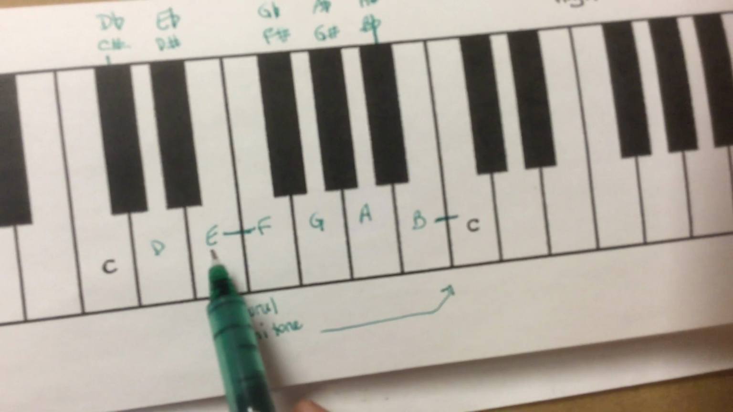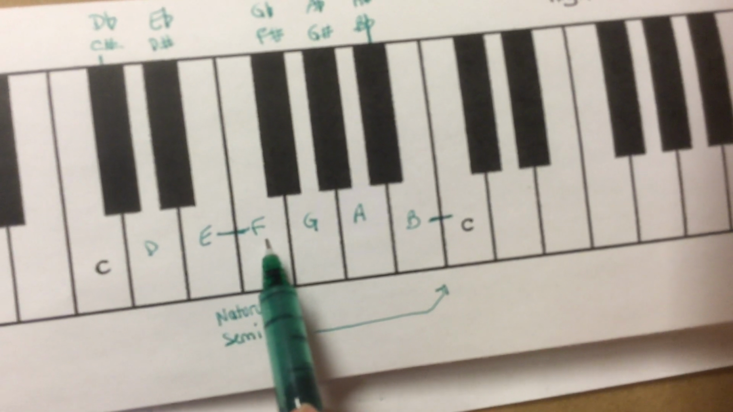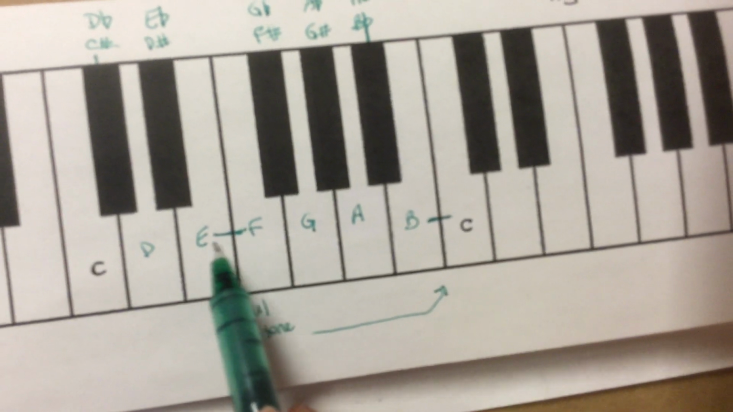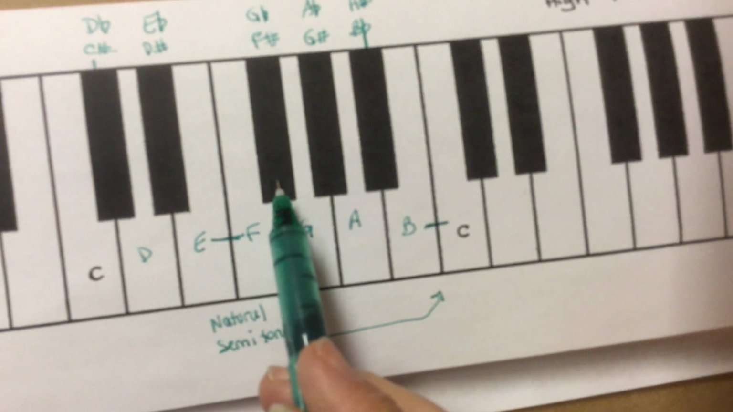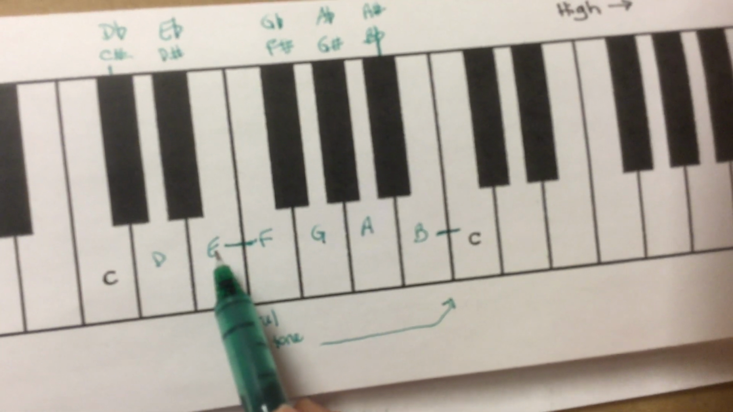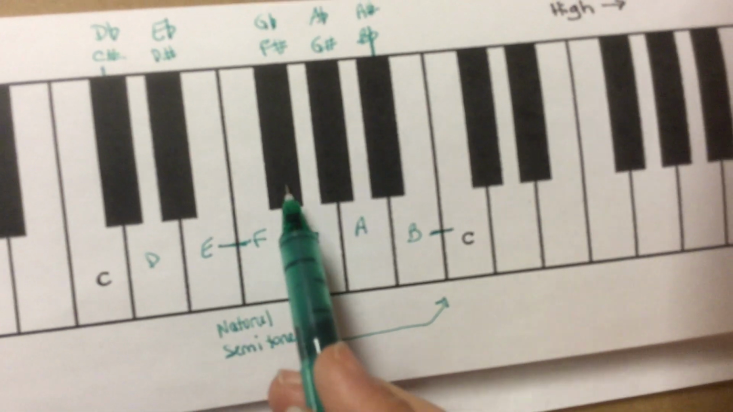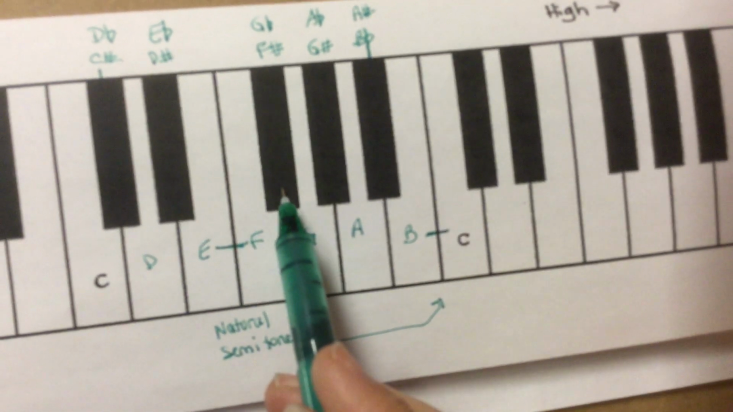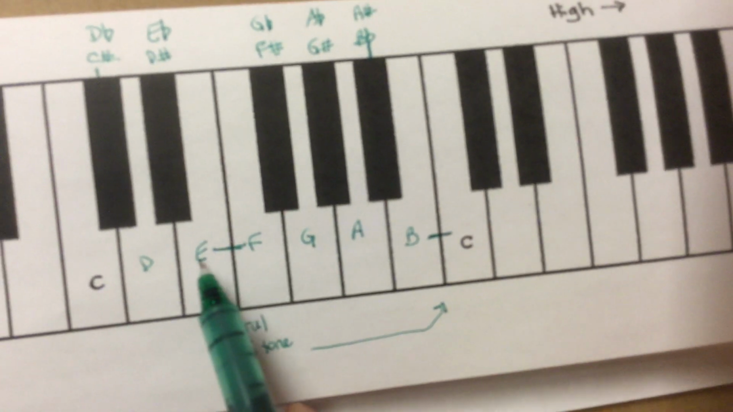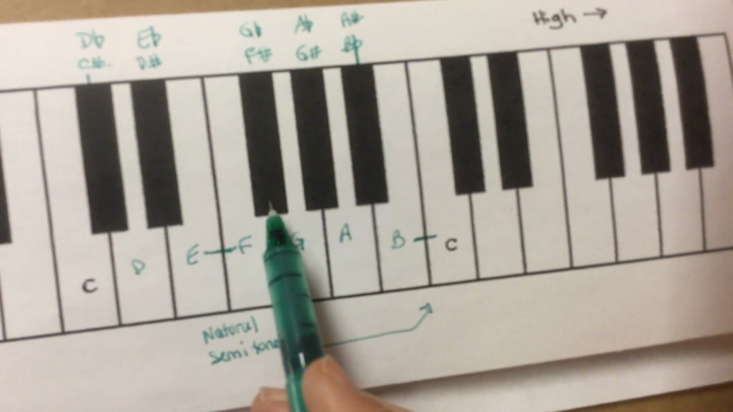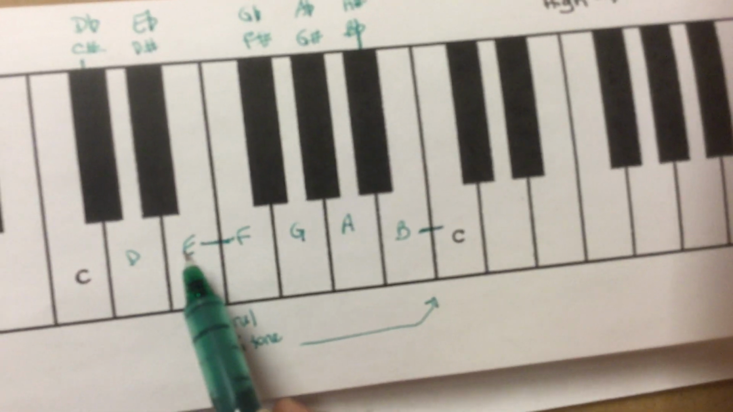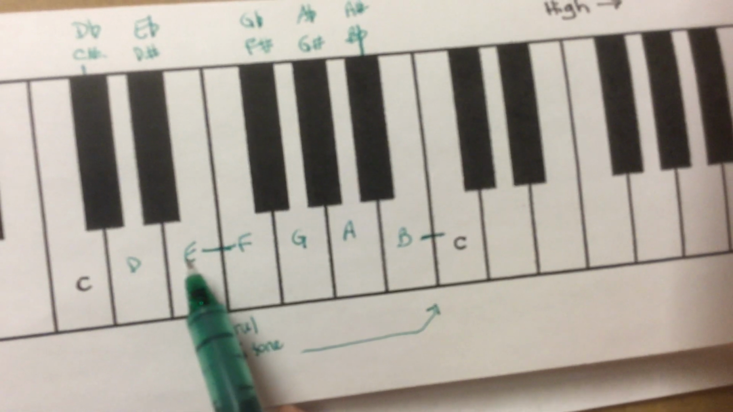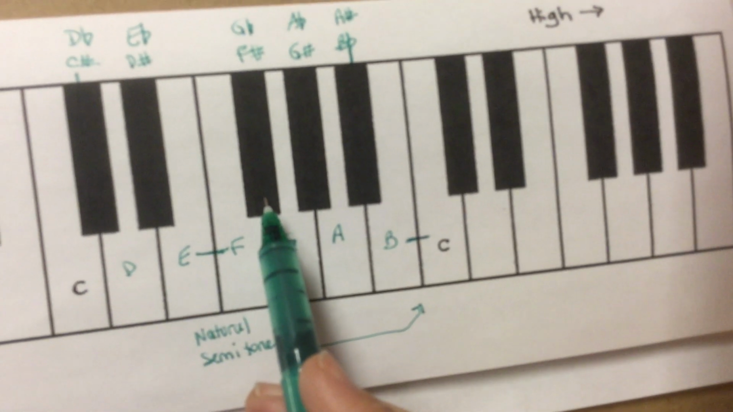A tone away from E would not be F, because remember, this is already a natural semitone. We need another semitone. So a tone away from E would actually be F sharp. Semi, semi. You could also say that a tone away from E is a G flat. If you wanted to be complicated, that would be fine. So semi plus semi. So a tone would be E to F sharp.